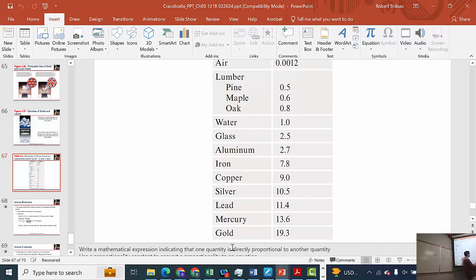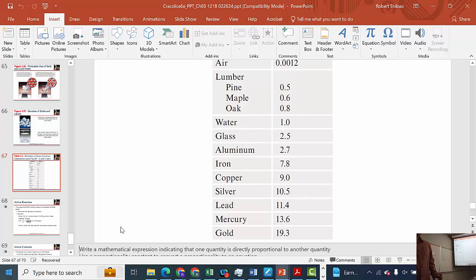Iron, around 8, aluminum about 3 times. Most solids are around this range, about twice as dense. Most solids sink in water and are about twice as heavy as water, wouldn't you say? But there are some solids that are lighter than water, like wood. Wood, like pine, is half as dense. Oak is a hardwood, that's about 8/10 the density of water, but they all float on top of water.